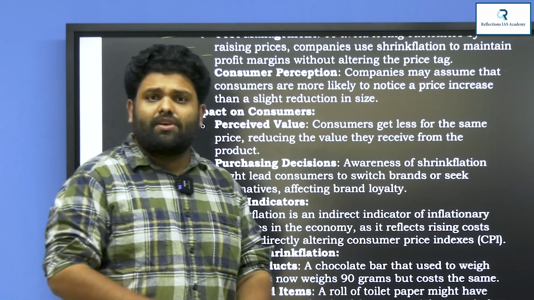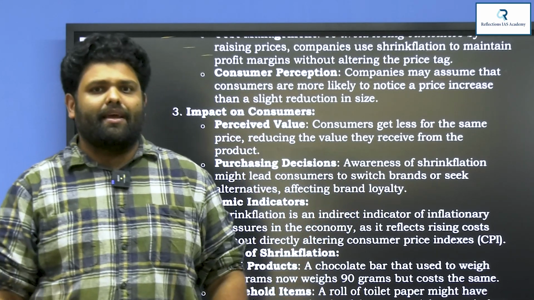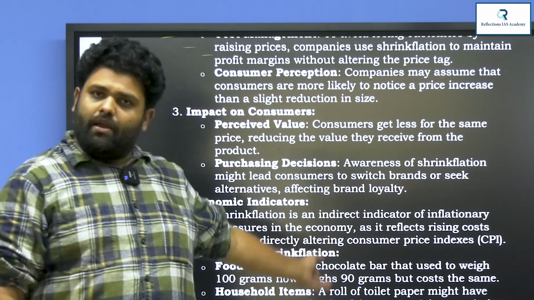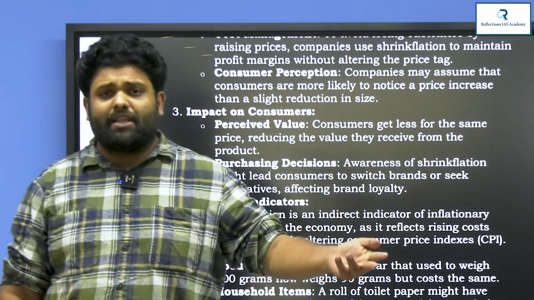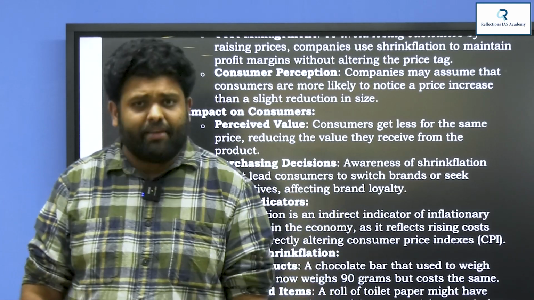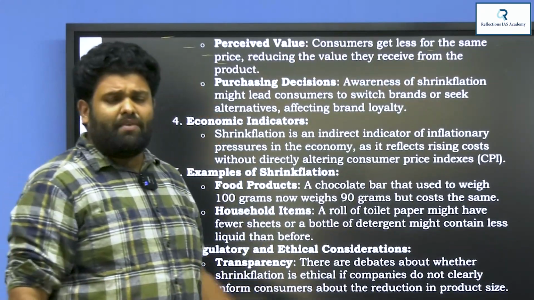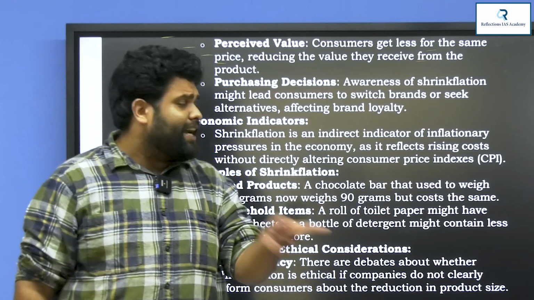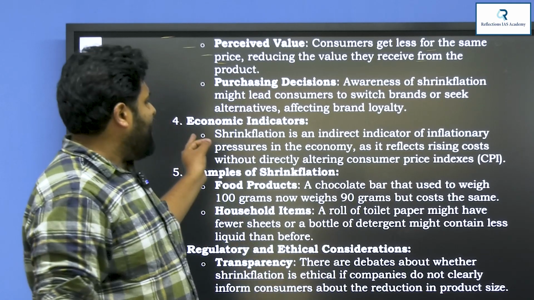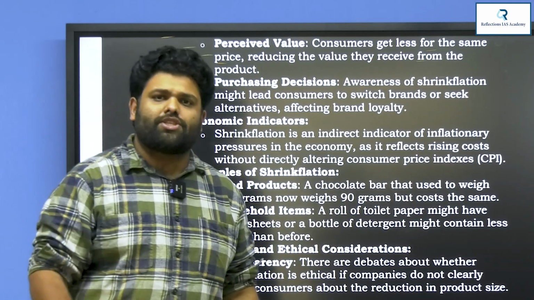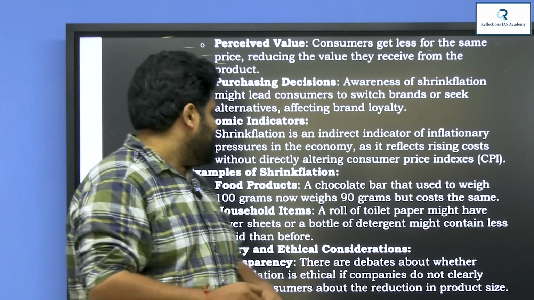Now, purchasing decisions. Once you understand what this particular technique used by food product companies or any other company is called, you will either go for some other brand or you will try to seek an alternative. That's one thing. Okay, economic indicators. It will not directly alter the consumer price index, but it will reflect the rising costs. Once the quantity of the product is reduced, it indicates the rising cost.